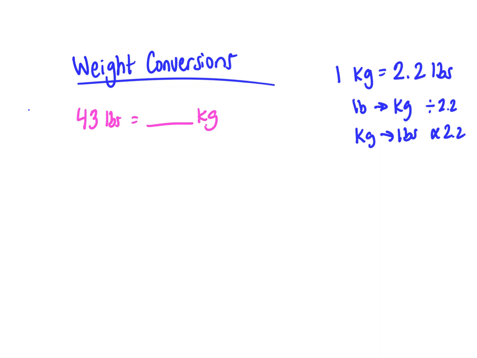So let's look at this problem. We want to take 43 pounds and convert that to kilograms. So to convert pounds to kilograms, we divide by 2.2. So if we divide 43 by 2.2, you would get 19.5 kilograms. So we usually always put a 10th decimal place on kilogram conversions.